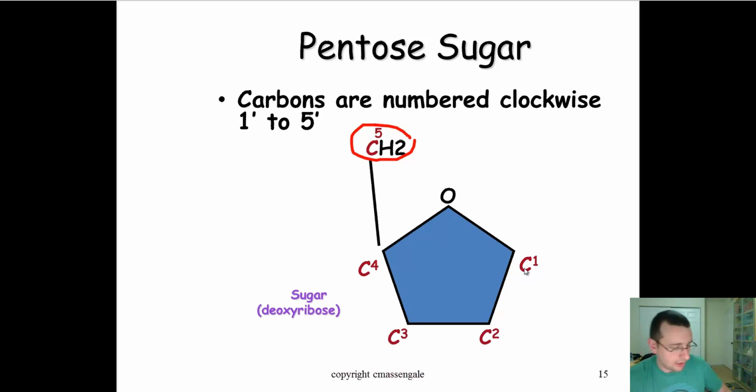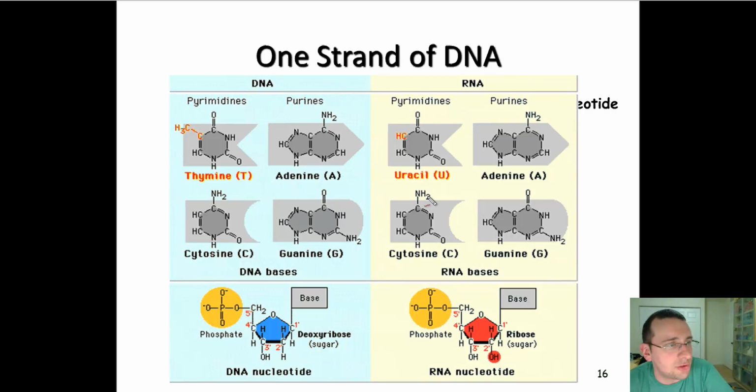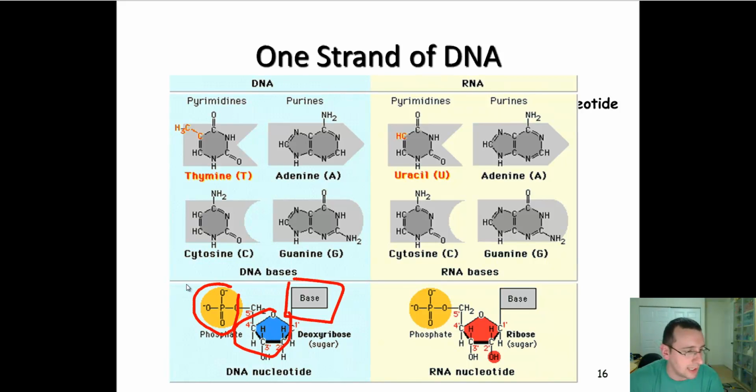Now, the sugar is going to be different in RNA versus DNA, but we'll talk about that later. You're also going to have nitrogenous bases, and now this is basically the third component of a nucleotide. And notice that in the bottom here you have the whole nucleotide, where you get the phosphate group, you attach to that the sugar, and then you attach to that the base. So this is the building block of a nucleic acid, a nucleotide.